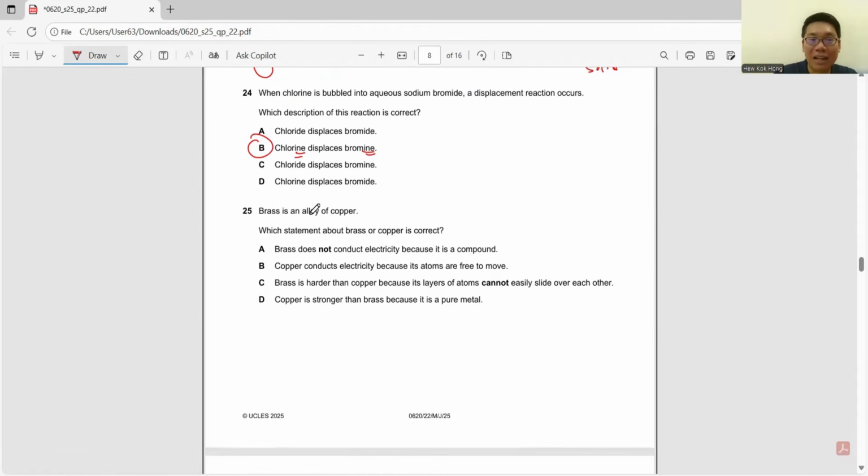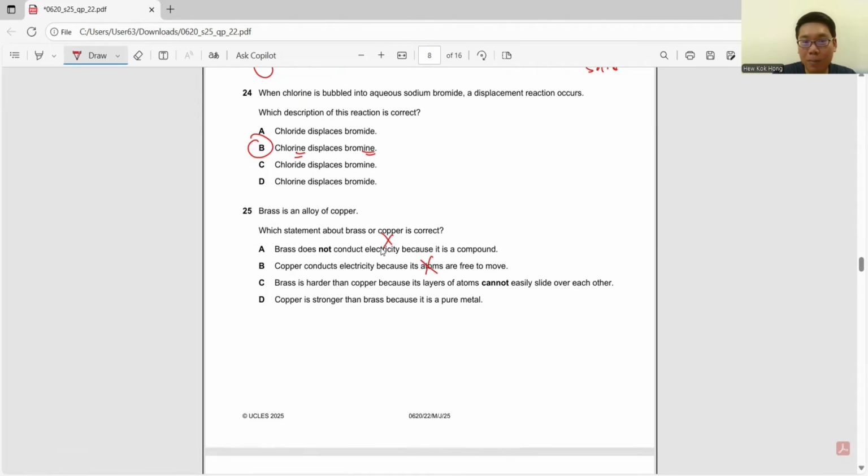25. Brass is an alloy of copper. Which statement about brass or copper is correct? A. Brass does not conduct electricity. No, even as an alloy, it still can conduct electricity because of the freely moving electrons. B. Copper conducts electricity because its atoms are free to move. No, it's the electrons.